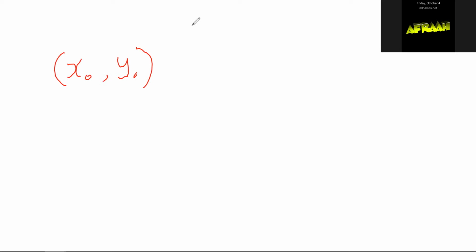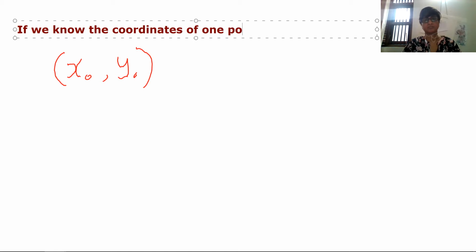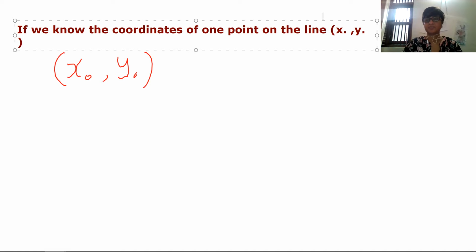Miss, can you repeat from the beginning? Yes. If we know the coordinates of one point on the line, and then you write x naught, y naught in red. I can't write that here. Okay, x naught, let that be a naught, and y naught. X naught, y naught. And its slope, m in red.